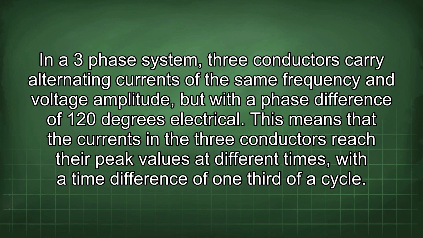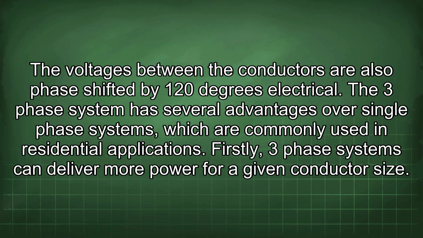In a three-phase system, three conductors carry alternating currents of the same frequency and voltage amplitude, but with a phase difference of 120 degrees electrical. This means that the currents in the three conductors reach their peak values at different times, with a time difference of 1/3 of a cycle. The voltages between the conductors are also phase shifted by 120 degrees electrical.